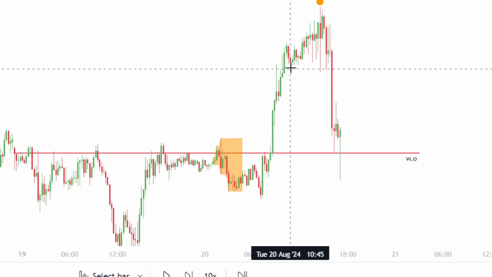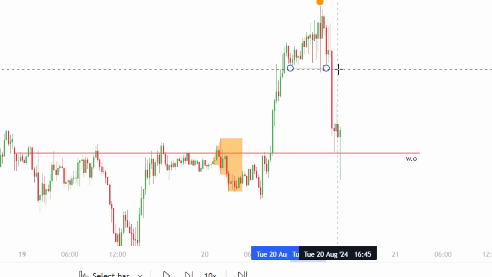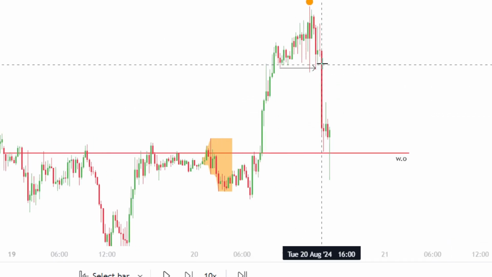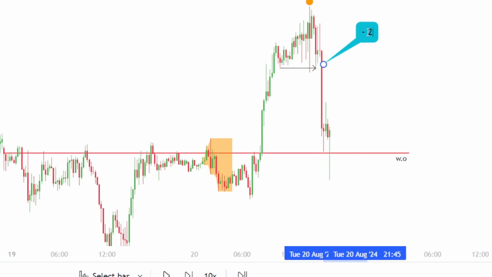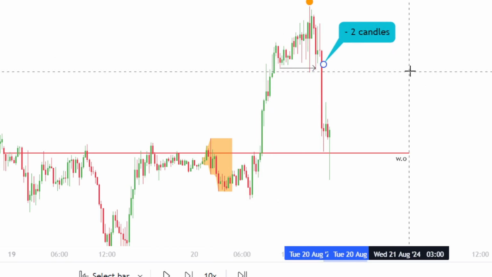Internal shift of market structure. So just over here, right? Notice a couple of things I look for when it comes to a market structure shift. The pullback should be at least 2 candles. That's the first thing. At least 2 candles. So we see at least a 2 candle pullback over here.